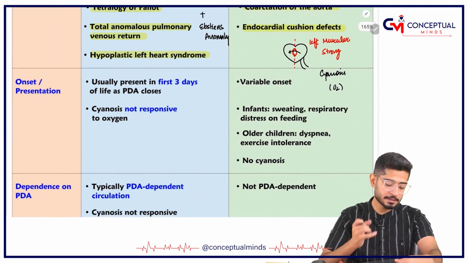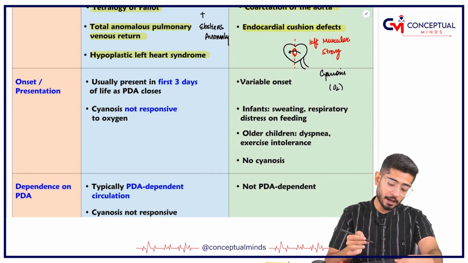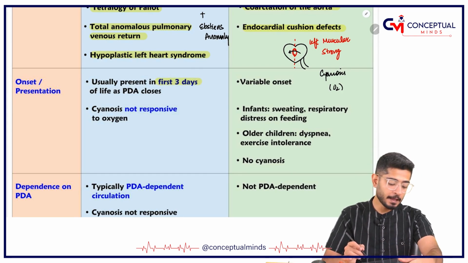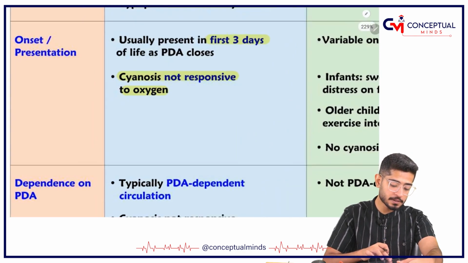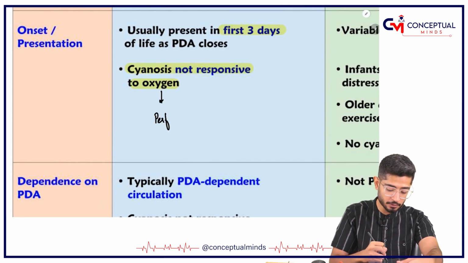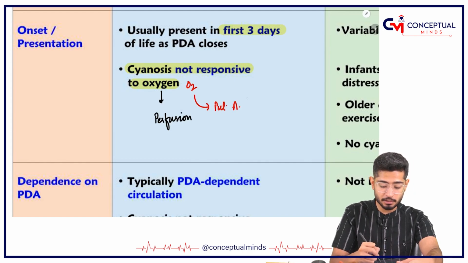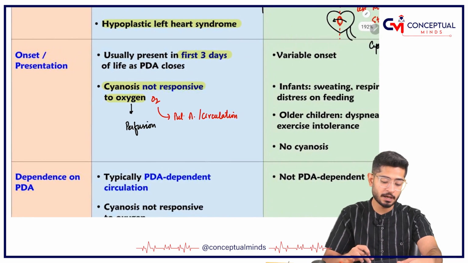And now onset and presentation. Please understand that these cyanotic heart diseases have a very early onset, presenting in the first 3 days. And this is cyanosis which is not responsive to oxygen. Why? Because any amount of oxygen you give, because the perfusion is not good, the oxygen is not even going to the pulmonary arteries, to the circulation, to the blood. So this cyanosis is unresponsive to oxygen.